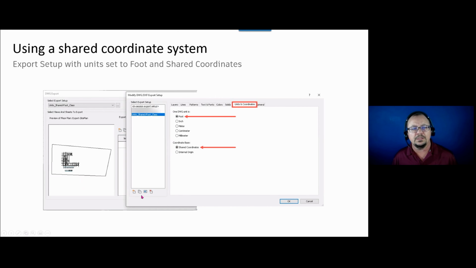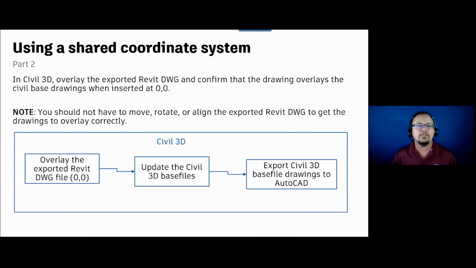And we'll walk through this, but you can make a copy of the current one, and you're going to go to this Units and Coordinates tab, and you're just going to change the 1 DWG unit and set it to foot, and then you're going to change the coordinate base and set it to shared coordinates. It's a very simple process.